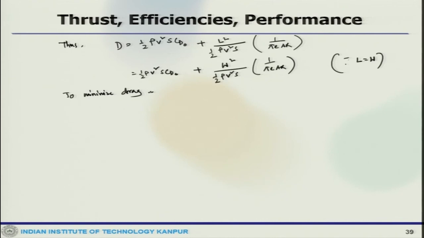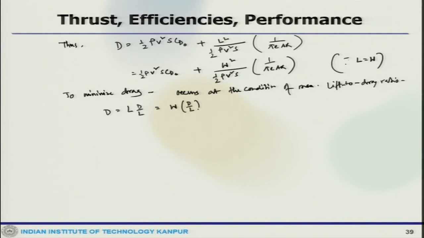So, for a given weight, it can occur at the condition of the maximum lift to drag ratio. So, D is W times D by L, which is W C D by C L. Now, we can find the maximum lift to drag ratio by setting d by d C L of (C D0 plus C L square by pi e A R) by C L to be 0. So, this is for the maximum.